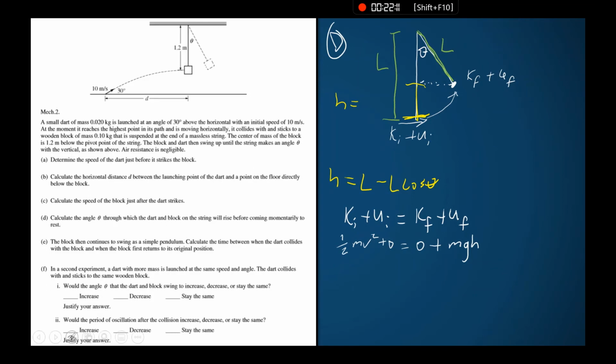So this is v squared over 2 equals g times L minus L cosine theta, right? Okay, I want to get cosine theta alone, so I'm going to divide by g and divide by L. This will be v squared over 2gL equals 1 minus cosine theta. Agree?